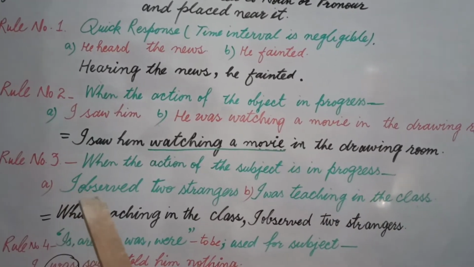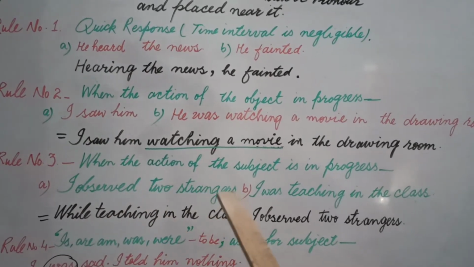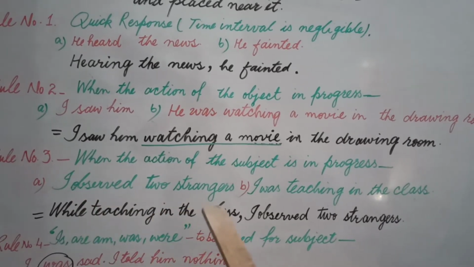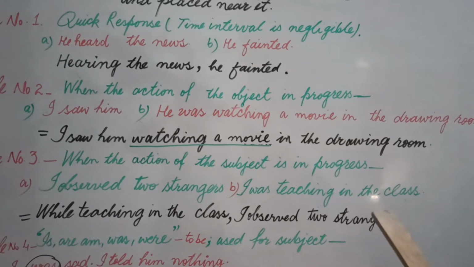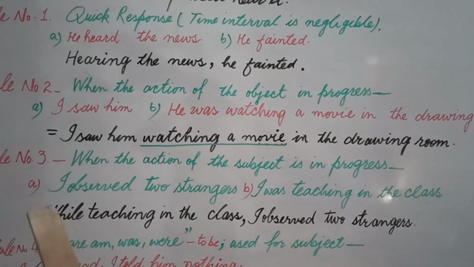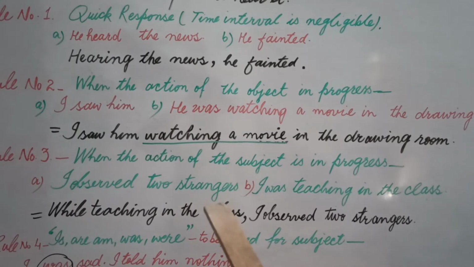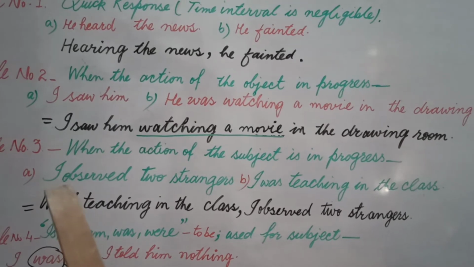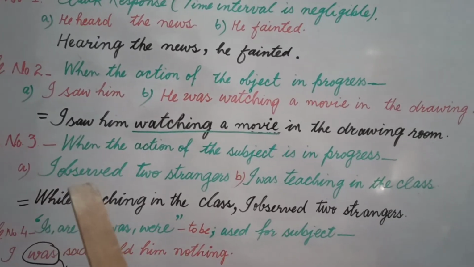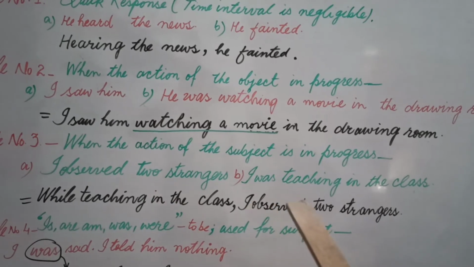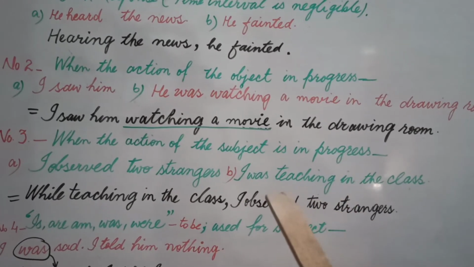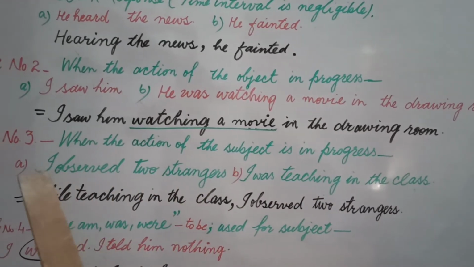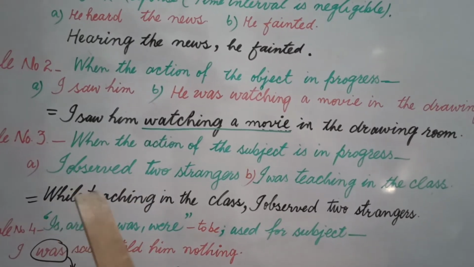In rule number 3, it is similar to rule number 2, when the action of the object is in progress. There are two sentences. First, I observed two strangers. I was teaching in the class. Now I see I is the subject and two strangers are the object. In the next sentence, I is related to the subject of the non-progressive tense. Non-progressive tense means where there is no ing form. Progressive tense means where there is an ing form.